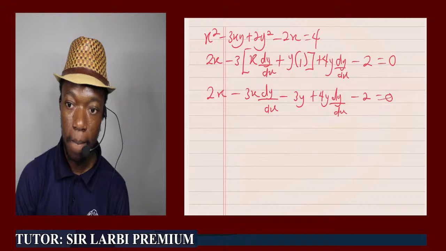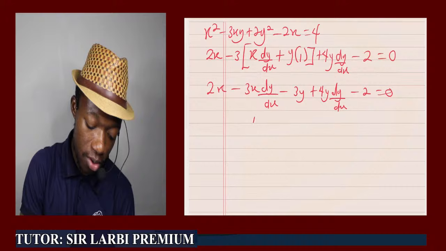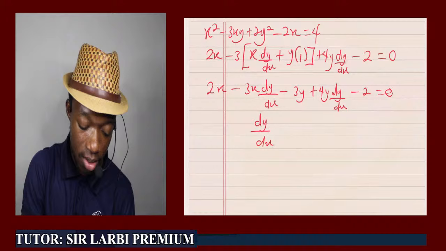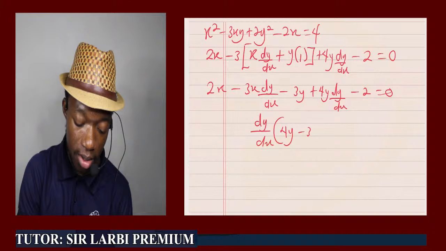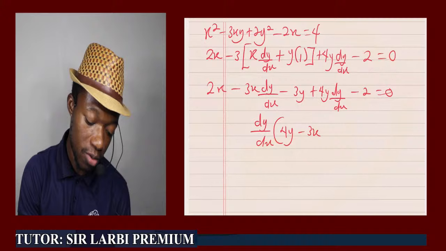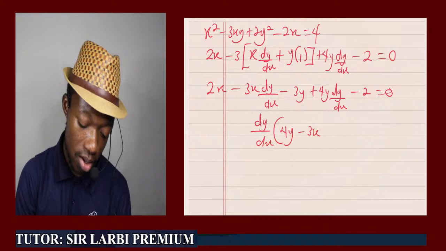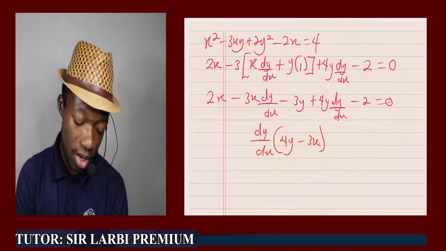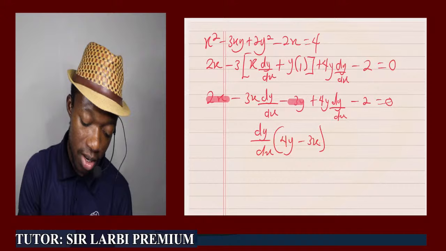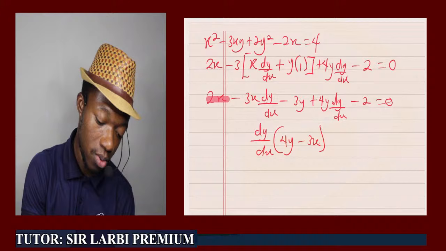So now we have dy over dx here, so we can bring them out. We can say that we have dy over dx into bracket 4y minus 3x. You can see that I'm trying to factor out dy over dx generally here. So I'll have dy over dx into bracket 4y minus 3x, then bracket close there. Then in the remaining part, I have 2x, I have negative 3y, and I have negative 2.